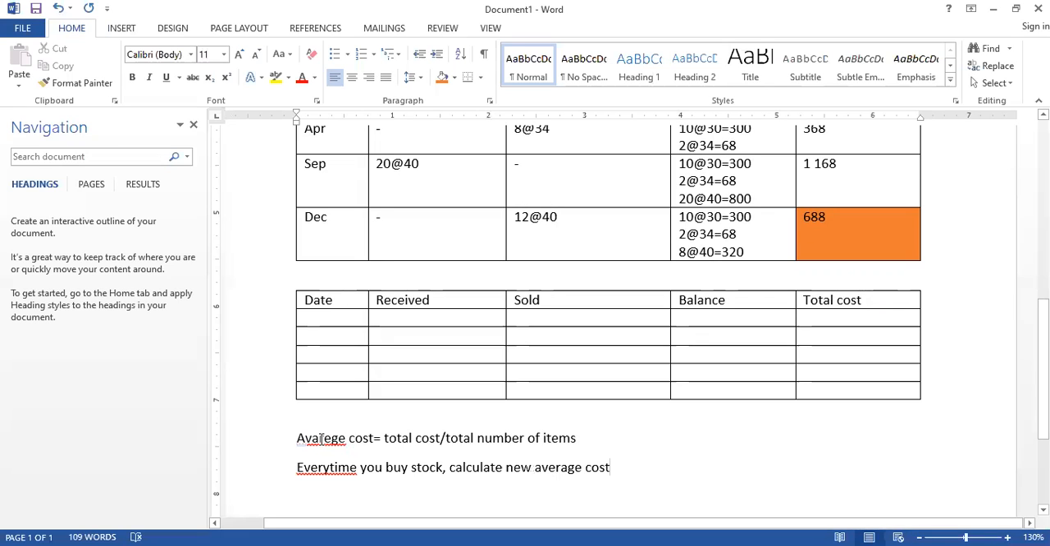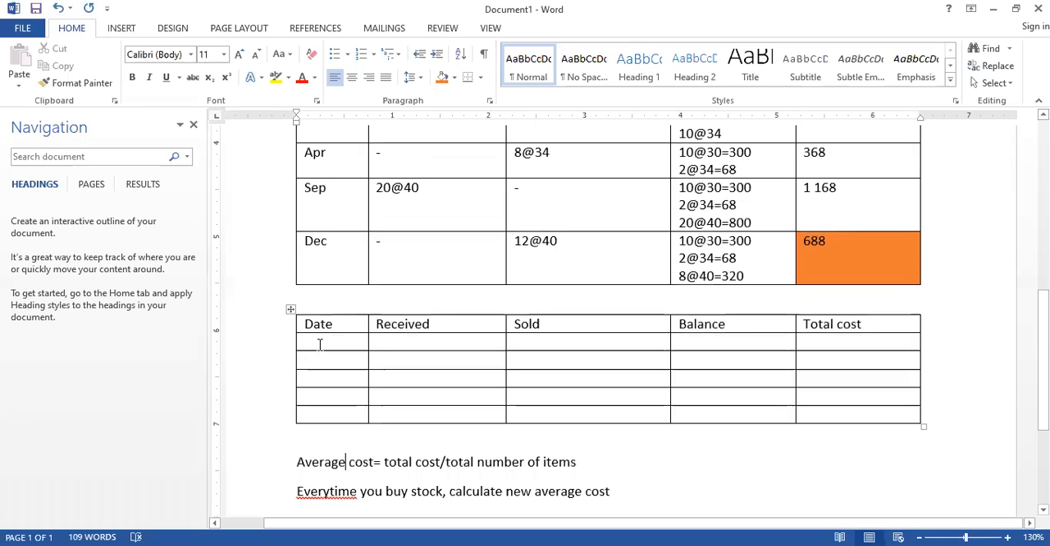Okay, so the formula of average cost is total cost divided by total number of items, and it says that every time you buy stock, you should calculate your new average cost. So those are the only basic things that you need to know. So let's start off with January. We do not have any balance brought down.